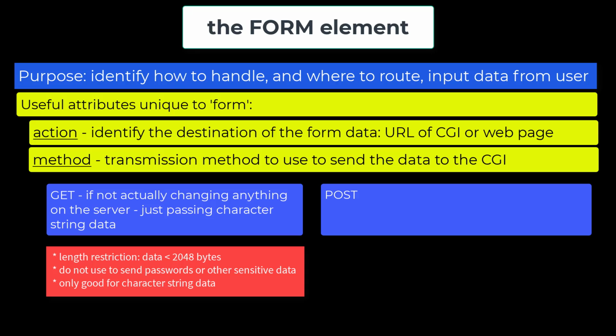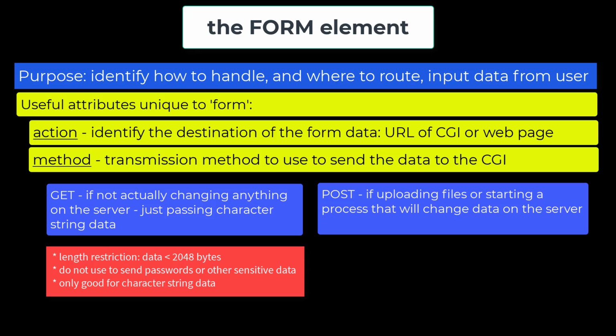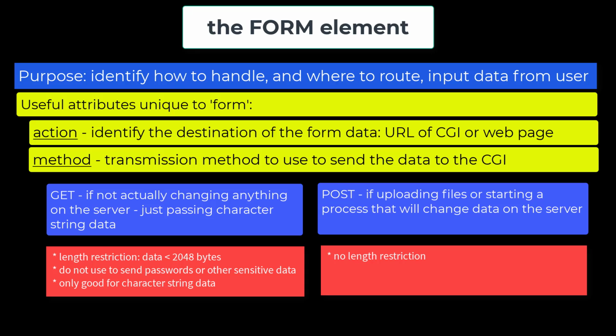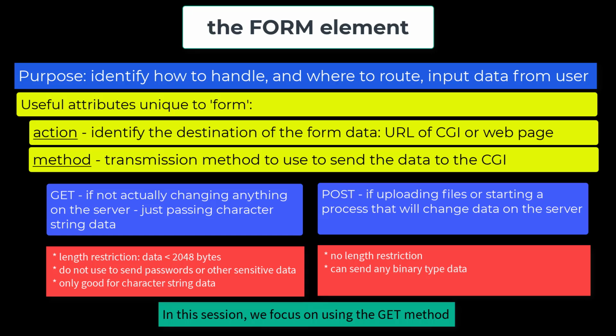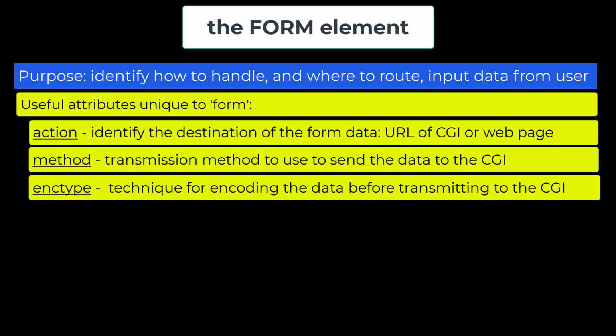Use post if you're uploading files or starting something that will change data on the server. There's no length restriction, and you can send any binary type data. In this session, we focus on using the get method. The enctype attribute. Specify the technique for encoding the data before transmitting to the CGI. One of these.